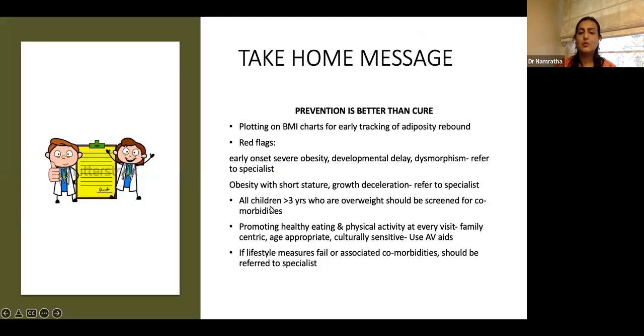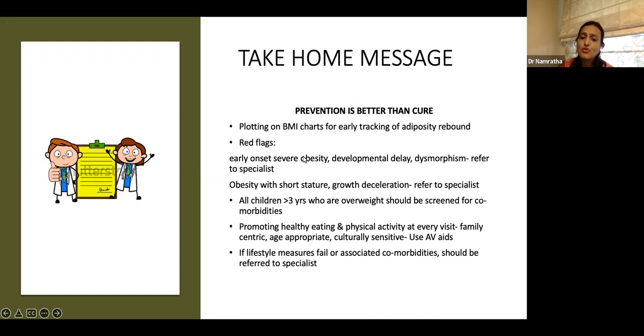So, with this, I would like to end my talk. The take home message would be: always, prevention is better than cure. As pediatricians, what we can do is start plotting the BMI on charts so that we can do early tracking of the adiposity rebound and start preventive education right from the first visit, so that it is reinforced every time the child comes to us for any other reason, like a routine immunization or any other illness, so that we can track the adiposity early on and prevent the progression of obesity.